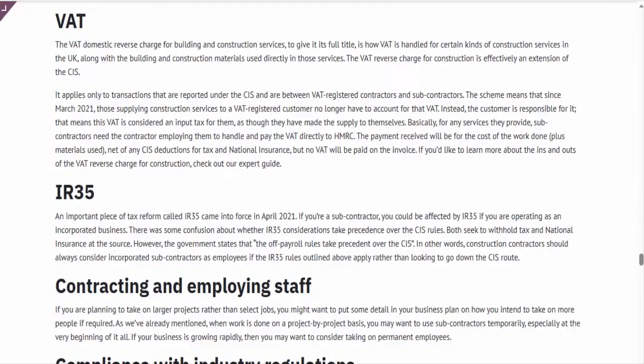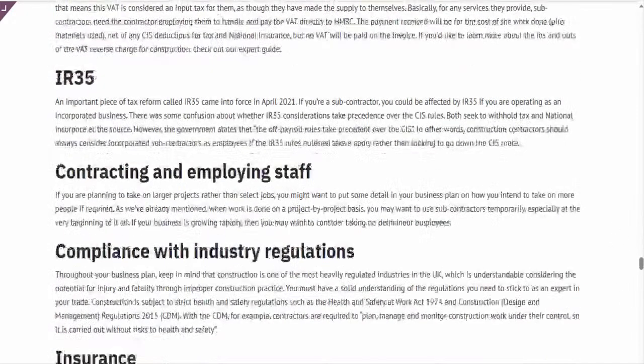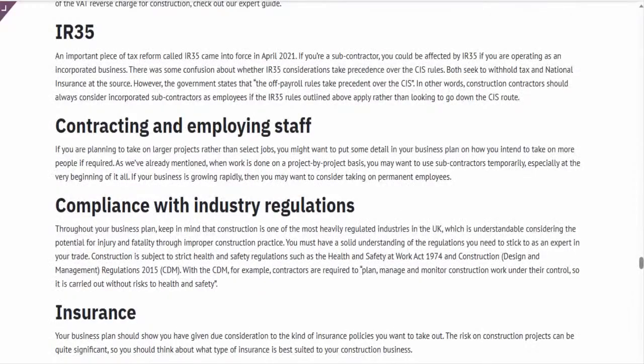IR35. An important piece of tax reform called IR35 came into force in April 2021. If you're a subcontractor, you could be affected by IR35 if you are operating as an incorporated business. There was some confusion about whether IR35 considerations take precedence over the CIS rules. Both seek to withhold tax and national insurance at the source. However, the government states that the off-payroll rules take precedence over the CIS.